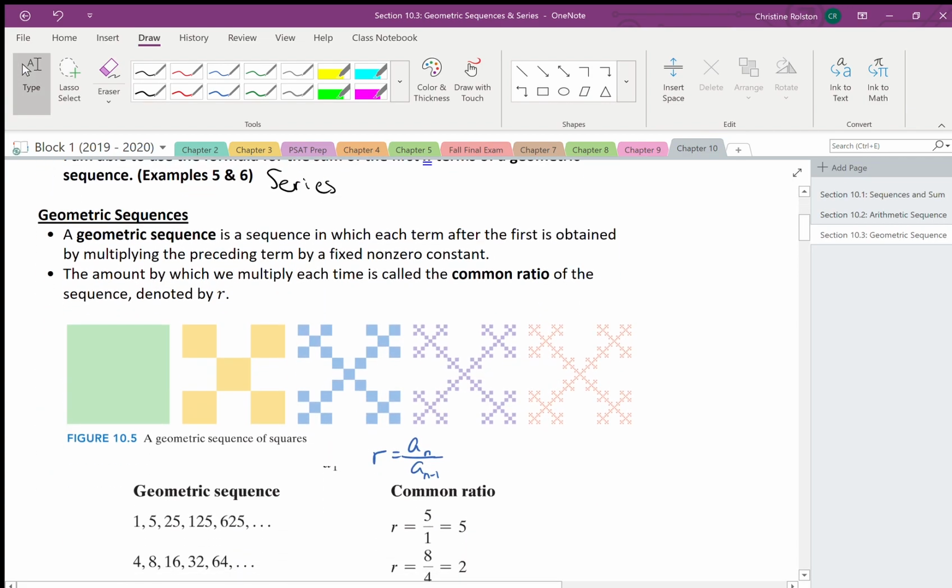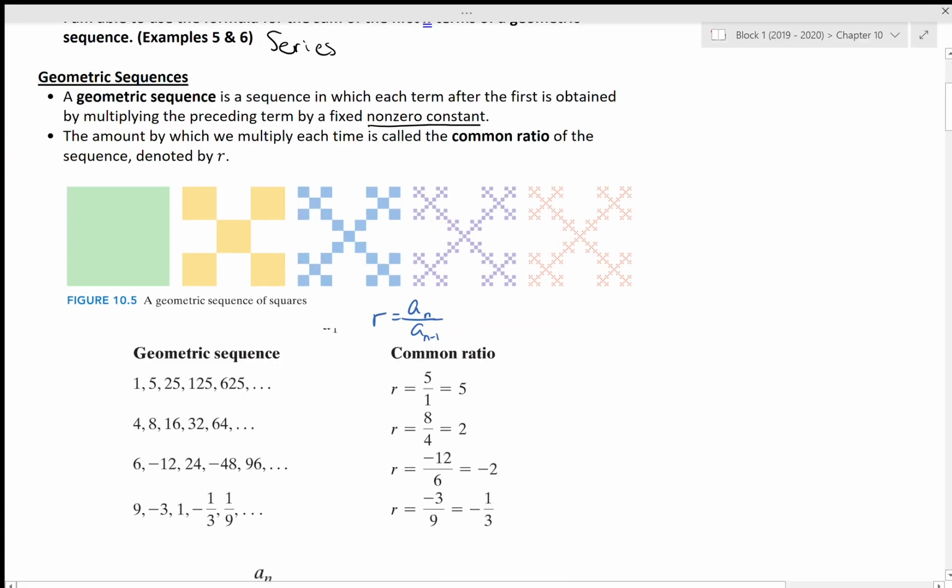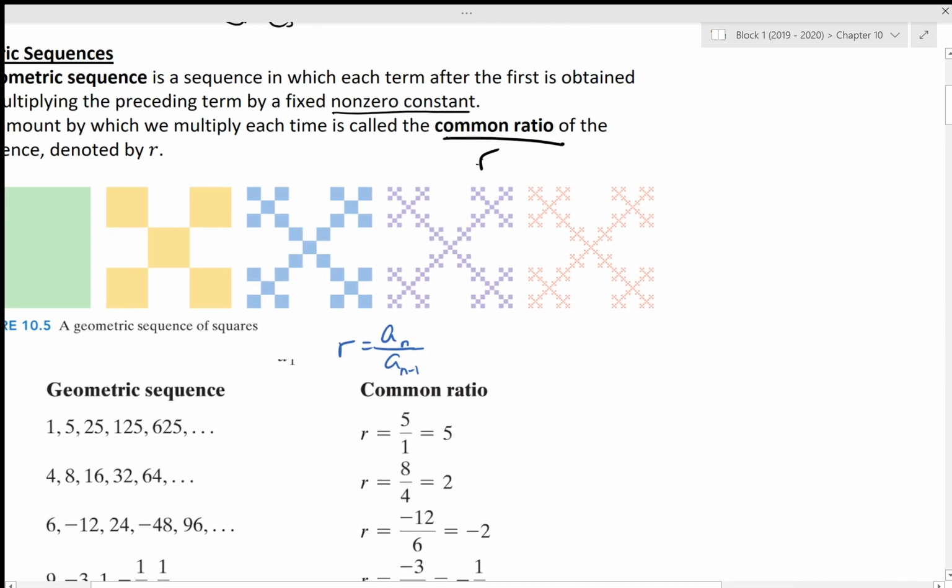A geometric sequence is a sequence in which each term after the first is obtained by multiplying the preceding term by a fixed non-zero constant. Okay, it's not going to be 0 because then everything would be 0, right? Now, instead of a common difference, what we're going to have is a common ratio. That's the r. Now you can find the common ratio by taking a term and dividing it by its previous term. Remember, dividing is the same as multiplying by the reciprocal. We're just going to write everything as multiplication.